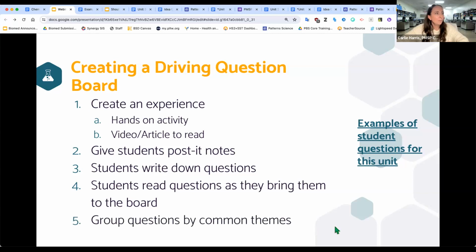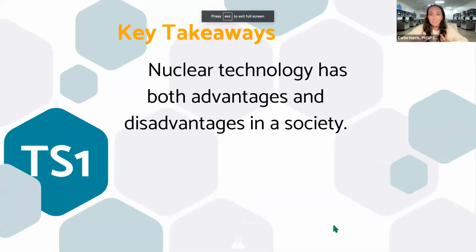All right. So if you have any questions, you can put them into the chat, right? And we've got our document that we're keeping track of on the idea capture tool. But the big key takeaway here is that nuclear technology has advantages and disadvantages. Students should be thinking about that, and that's what we're going to explore. Okay.